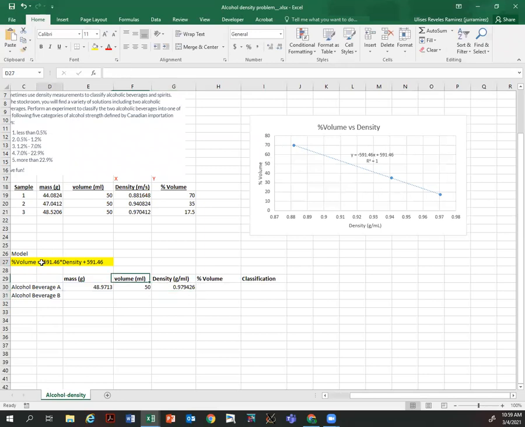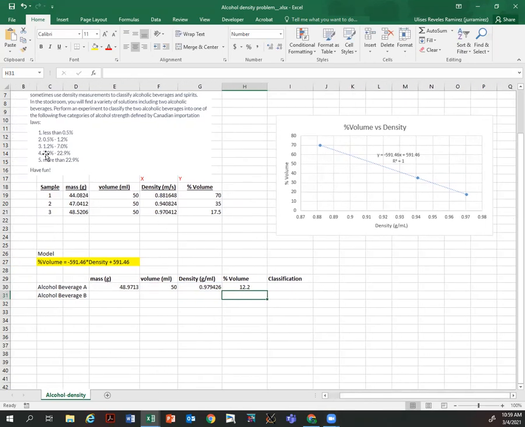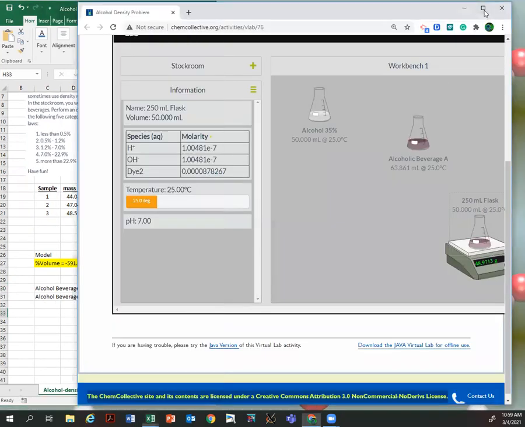And now with this density and the model, we can find the concentration. Let's go to the equation, which is minus 591.46 times the density plus the y-intercept. That's the concentration. And if we see the classifications, that will be 12%, which is classification 4. Right? 12% is classification 4, and let's do it for solution B.